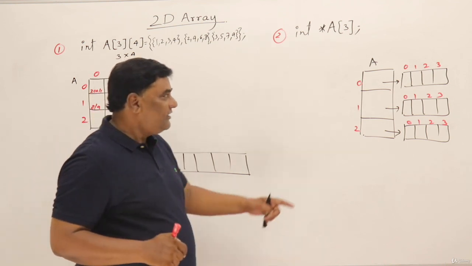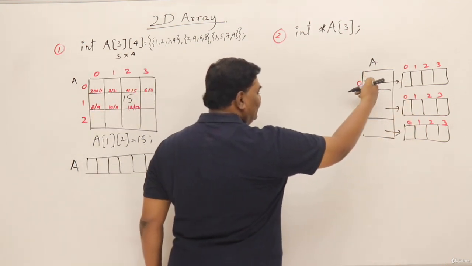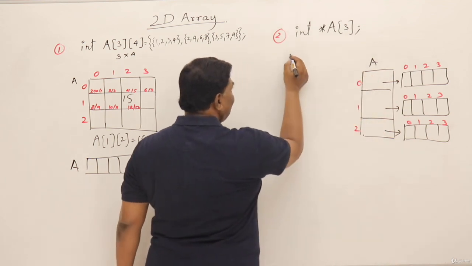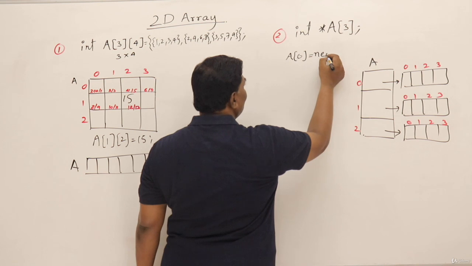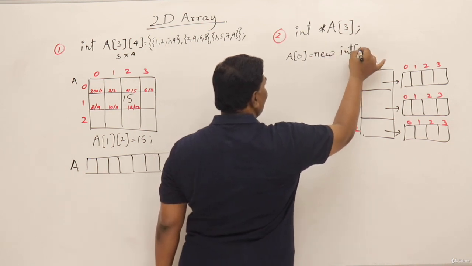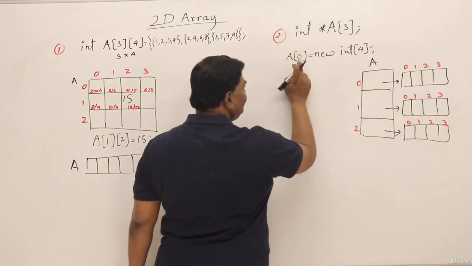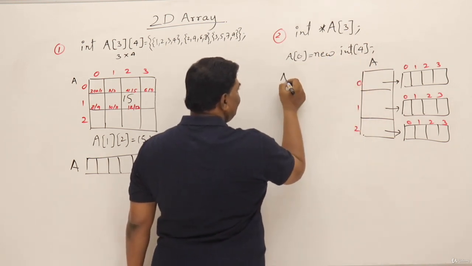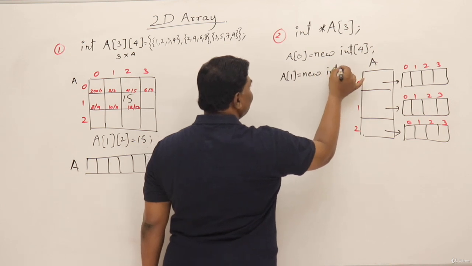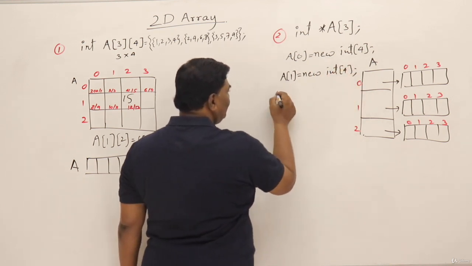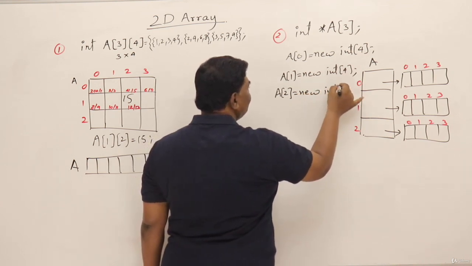Let us see the syntax, how I can create these arrays. I have an array of size 3. As a continuation of this, I should say a of 0 assign new int of size 4. So an array of size 4 will be created whose address will be stored in a of 0. Similarly, I should do it for a of 1 assign new int of size 4, and for the next location, a of 2 assign new int of size 4.